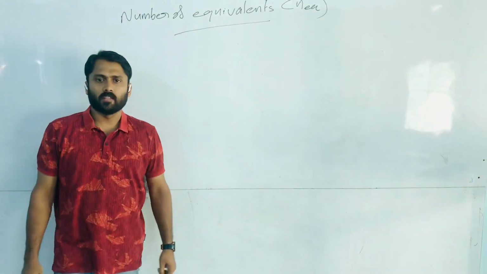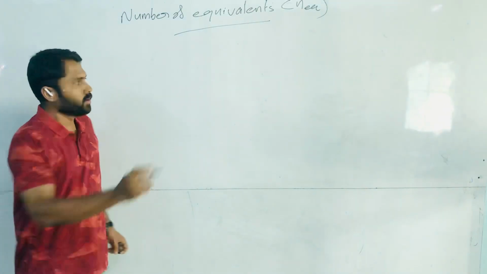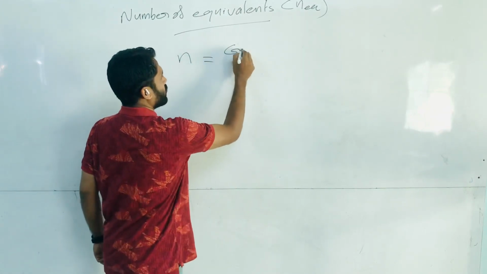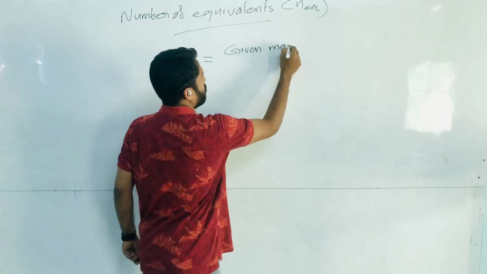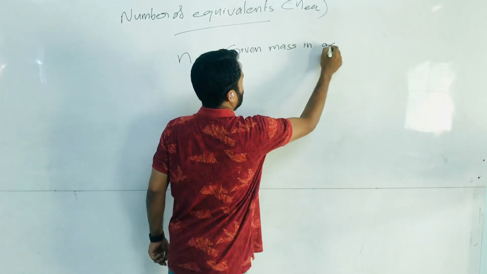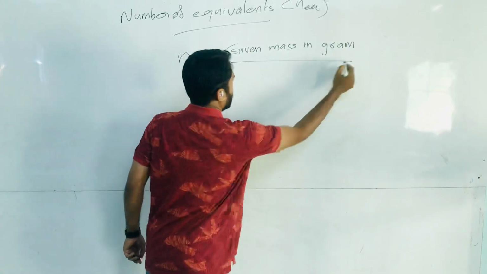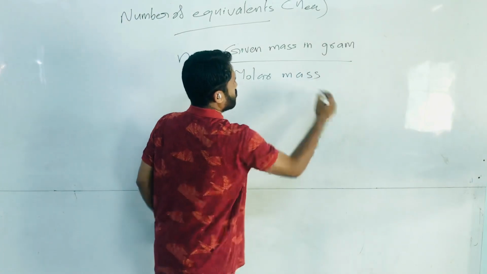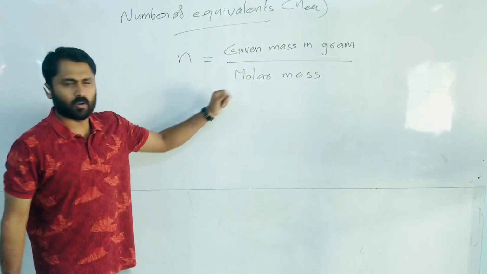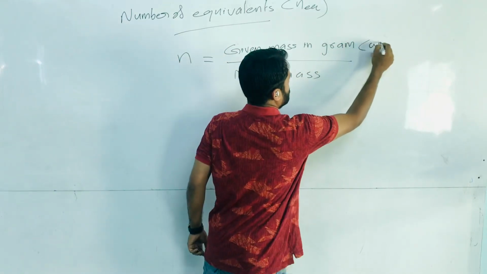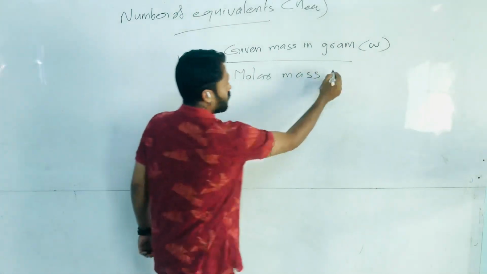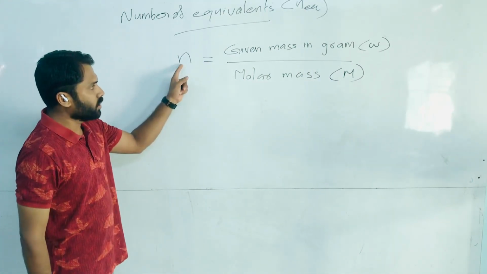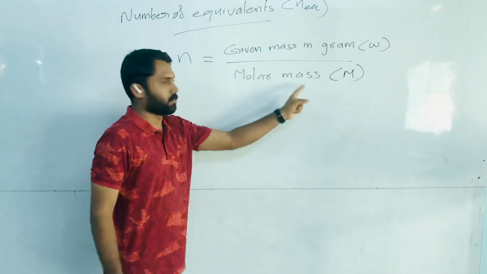We know how to calculate number of moles of any substance. If we represent number of moles by N, we use the equation given mass in gram divided by molar mass. Here we use the symbol W for given mass and capital M for molar mass. Number of moles equals given mass in gram by molar mass.